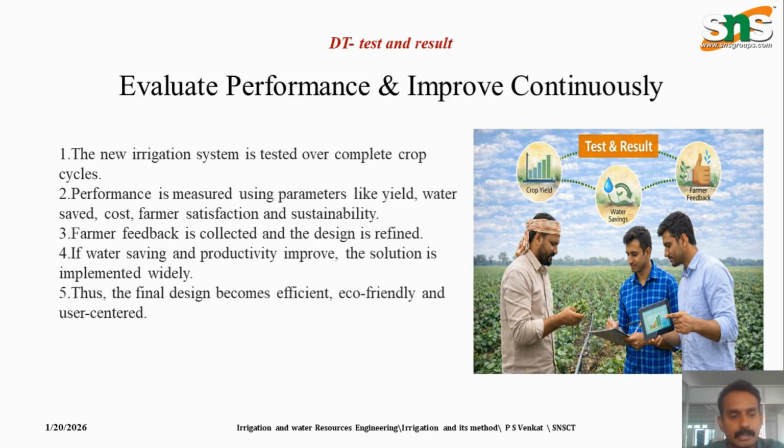And the final stage of design thinking is testing and validation. In this stage, the irrigation systems are tested for a complete crop cycle. The performance is evaluated based on crop yield, water saving, cost effectiveness, and farmer satisfaction. Successful irrigation methods are then implemented on a larger scale.